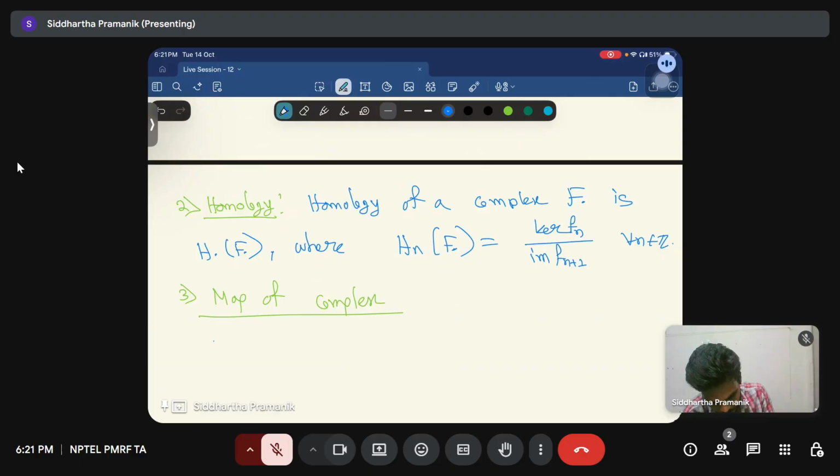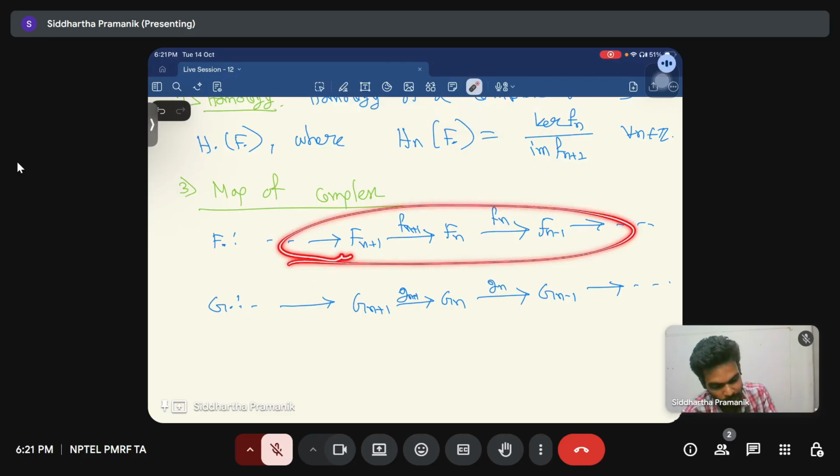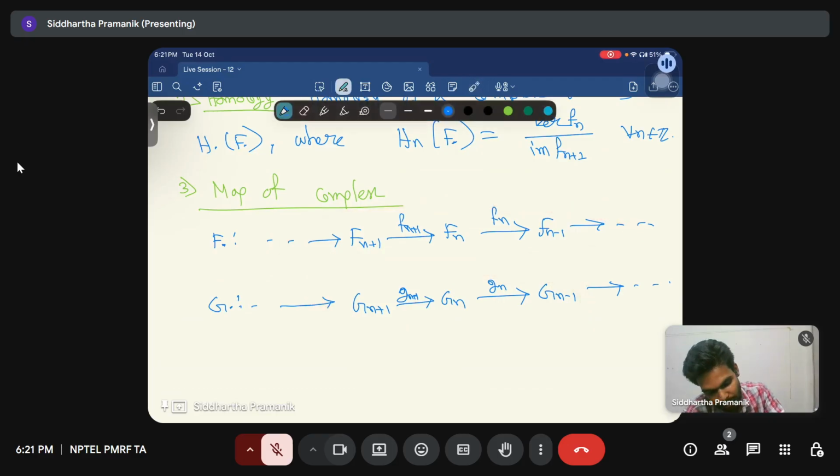So suppose you have f dot here, which is fn plus 1 to fn to fn minus 1 and so on, and you have another complex, gn plus 1 to gn to gn minus 1 and so on. So here you have fn plus 1, here you have fn, here you have gn plus 1, here you have gn. So this is one complex, this is another complex. Now a map between these complexes means a map at each module. So let's denote it by alpha dot.